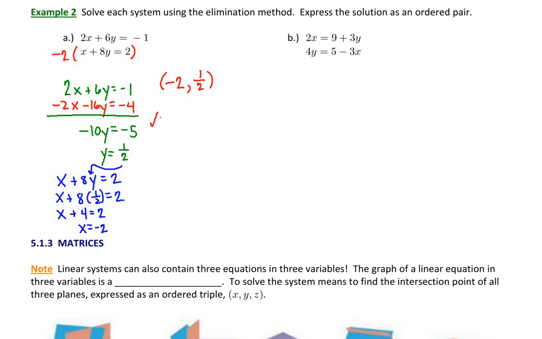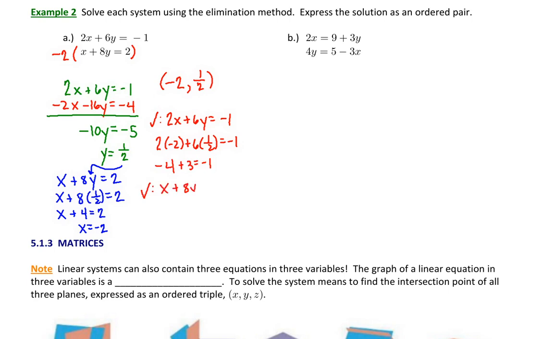But we want to be sure, so we're going to check by substitution. So my first equation was 2x plus 6y equals negative 1. And we're going to replace x with negative 2 and y with 1/2, and check to see if we have a balanced equation. So on the left side, we have negative 4 plus 3, and clearly that's equal to negative 1. So negative 1 on the left, negative 1 on the right, we have a balanced equation. Now, that's a good sign, but we want to make sure it works in both original equations.